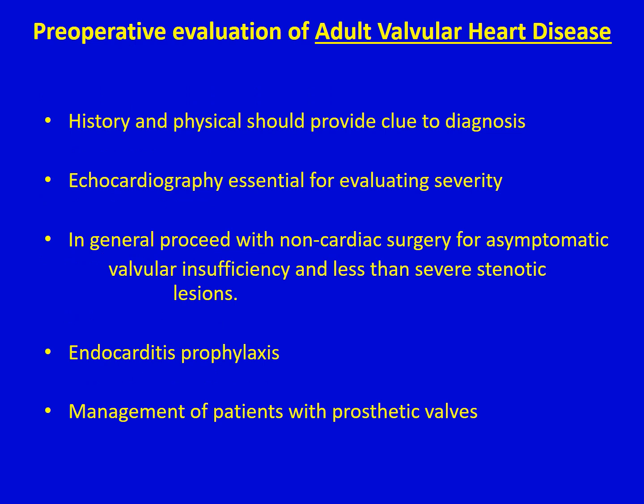Again, aortic valve disease. The history and physical should provide a clue to the diagnosis, and echocardiography is essential for evaluating severity. You no longer should guess based on your history and physical. History and physical are used to suspect the disease. They then need an echocardiogram to determine presence and severity of the disease.